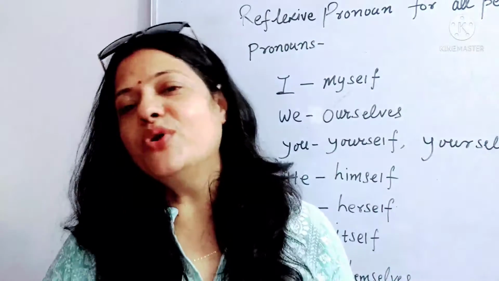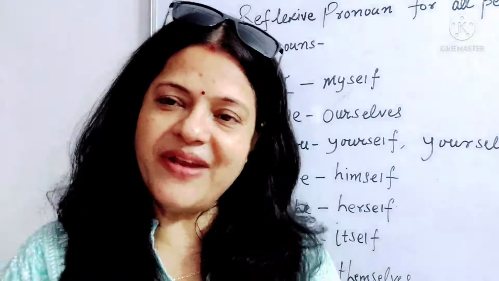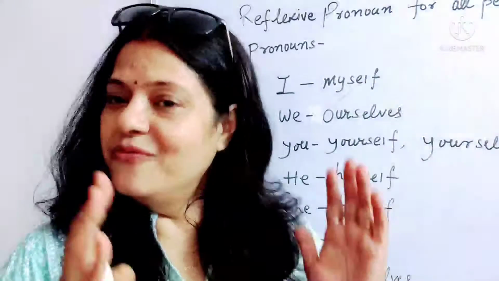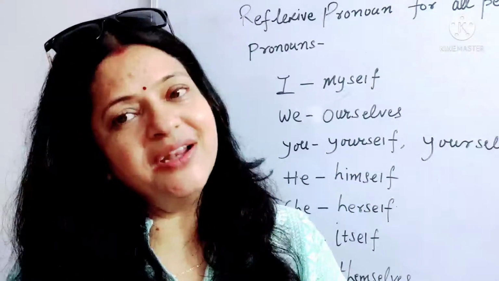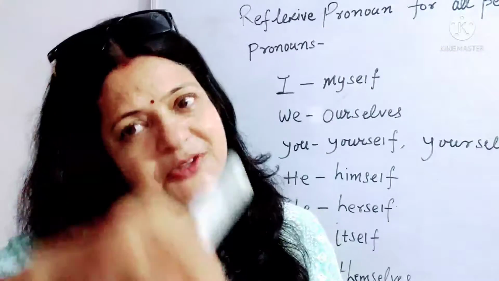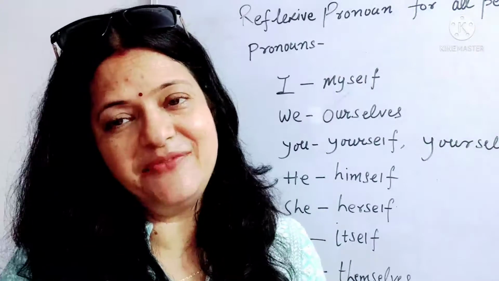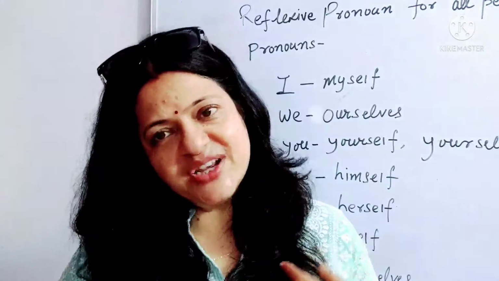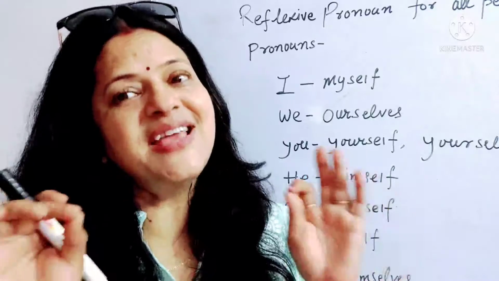A reflexive pronoun is a pronoun that reflects back to the subject or refers back to the subject when an action is done by the subject and it reflects back or turns back on the subject itself. It's called reflexive pronoun. It is used when subject and object are the same thing.